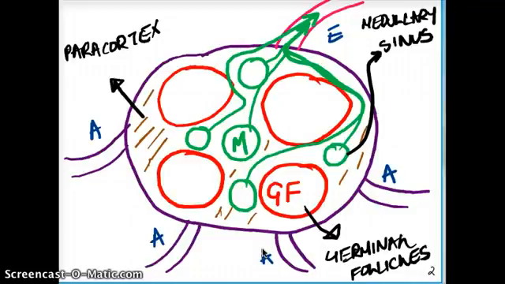Whenever you have an infection, you are going to have increased proliferation of the germinal follicles because the plasma cells have to make more and more antibodies. Now this process of producing more and more B cells and more antibodies is actually called reactive lymphadenopathy.